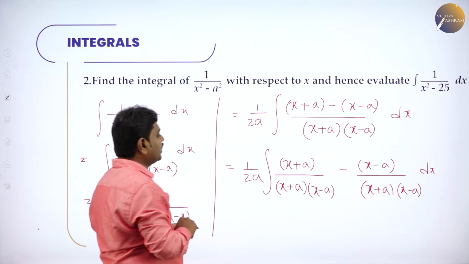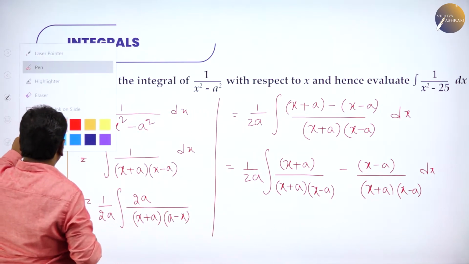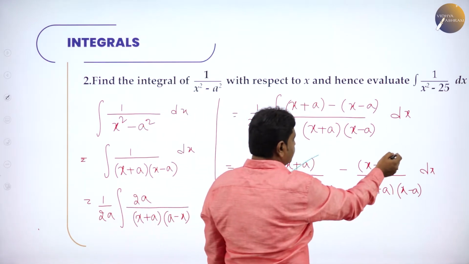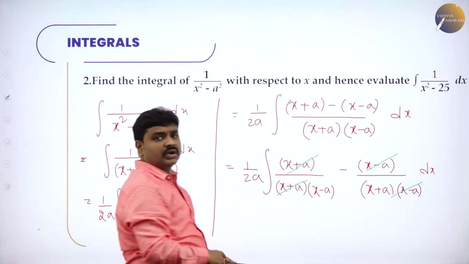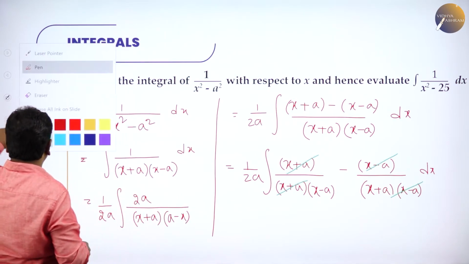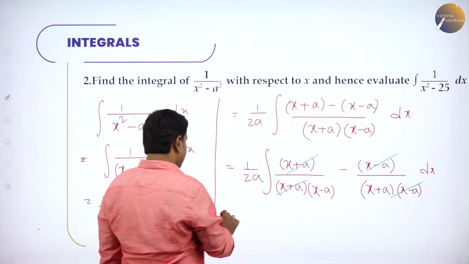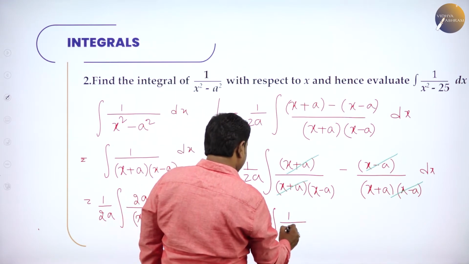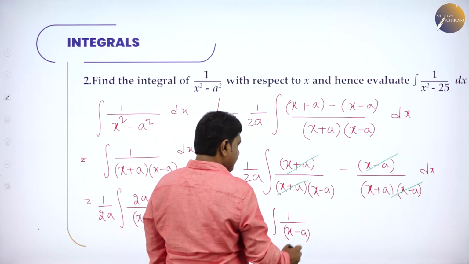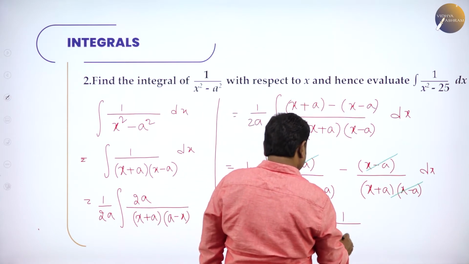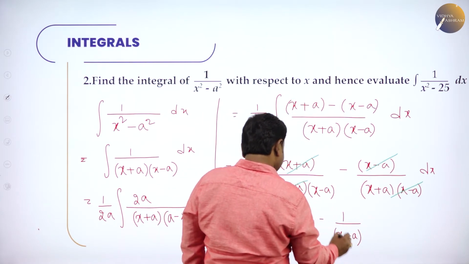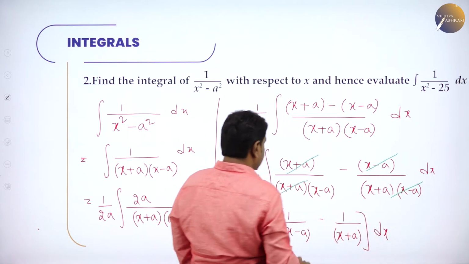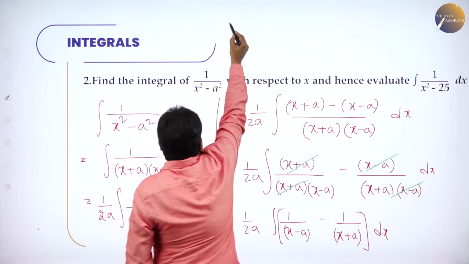Now split this. Now you can cancel the like terms. So x plus a and x plus a cancel. Here x minus a and x minus a cancel. Whatever is left out will be integrated. What is left out? 1 by 2a, integral of 1 by x minus a minus 1 by x plus a, dx. Now integrate each term. So outside we have 1 by 2a.